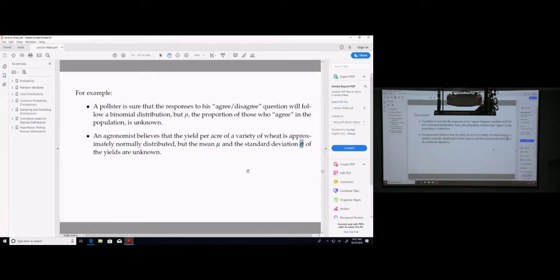Now, if you wanted to challenge whether it is normally distributed, this will be another statistical problem. There are statistical procedures to test whether the underlying distribution is normal. All right, but we will not do that in this course.